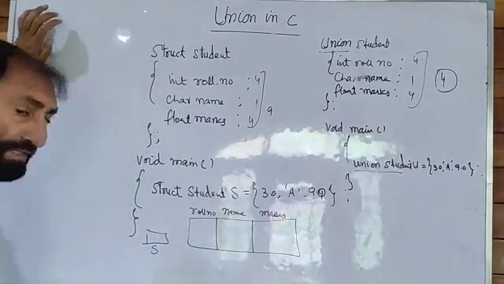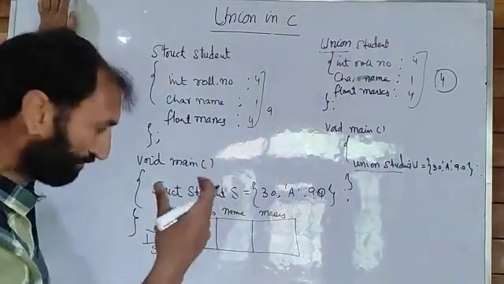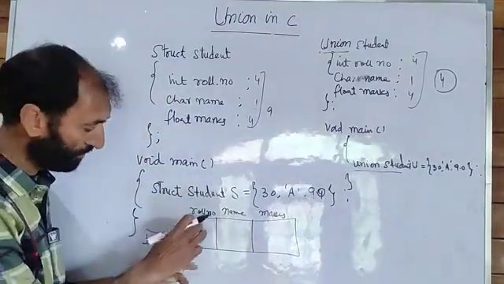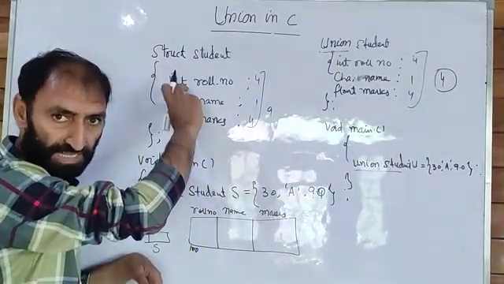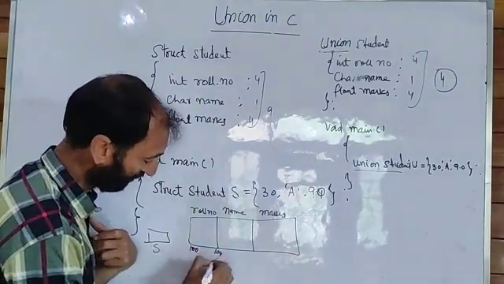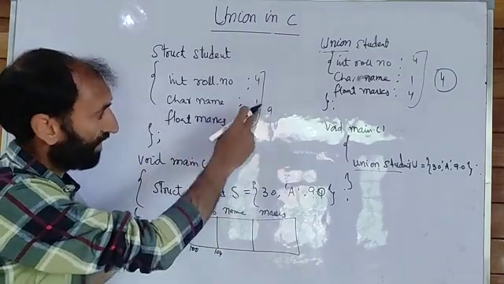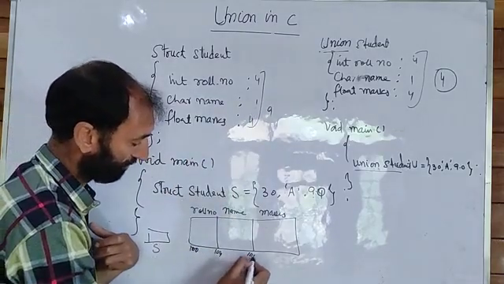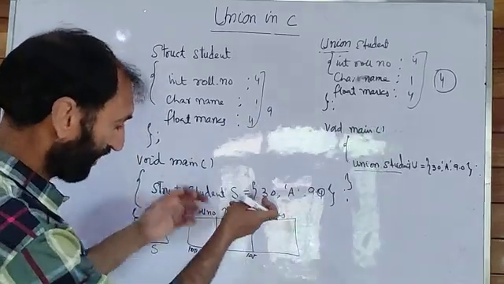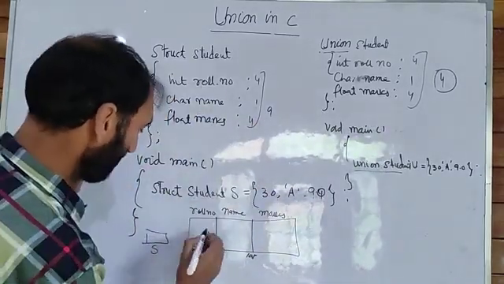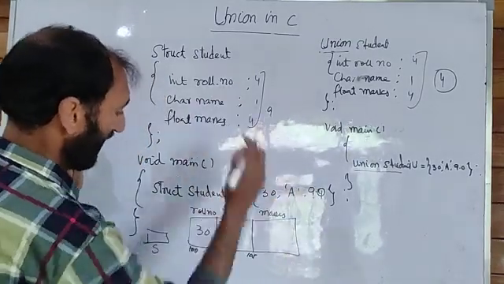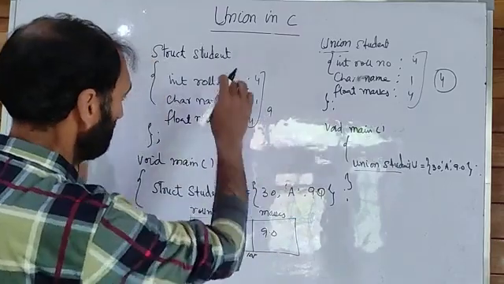We know that, for example, the base address of this roll number is 100. Roll number is of type integer, and it will occupy 4 bytes of memory. 100 plus 4, it will be 104. And the name occupies 1 byte, that is 105, and then so on, 4, that's next. I have initialized here the roll number with 30, the name with A, and the marks with 9.0.